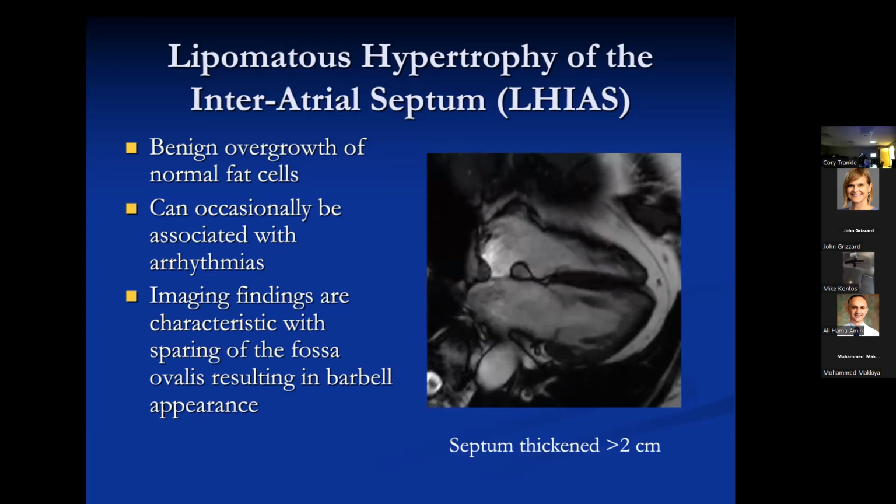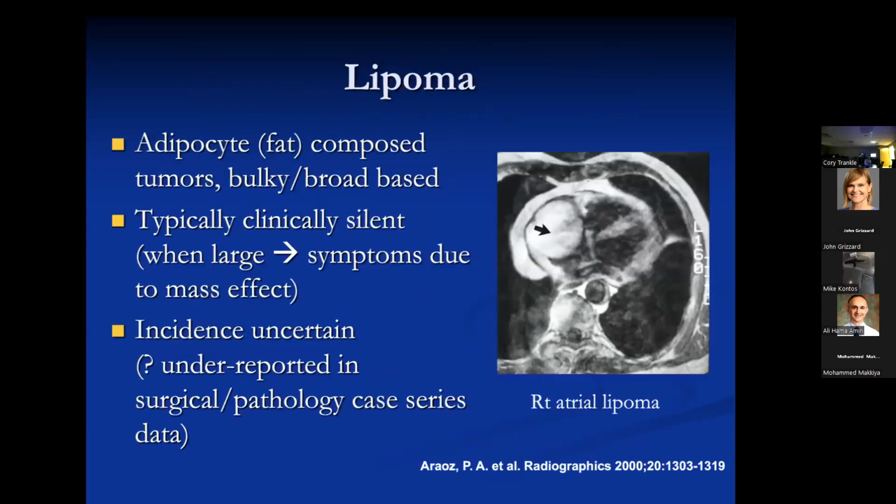They give you this characteristic barbell appearance where you spare the fossa ovalis, and the septum should be notably thick. A true lipoma is an encapsulated neoplasm. They can be fairly large because they're so malleable. They don't often press on things too much. In this case, the image from the literature is impinging on the right atrium, but a lot of them will just extend into the pericardium and be epicardial even and are not particularly aggressive lesions.